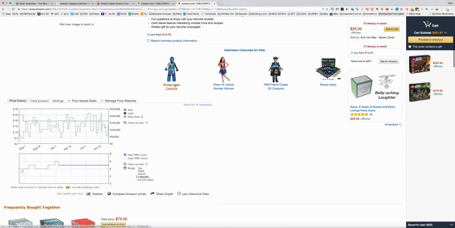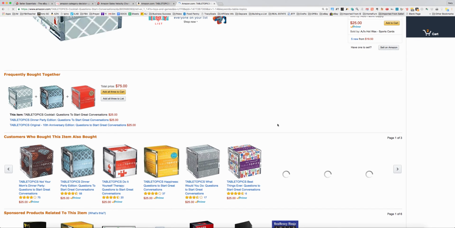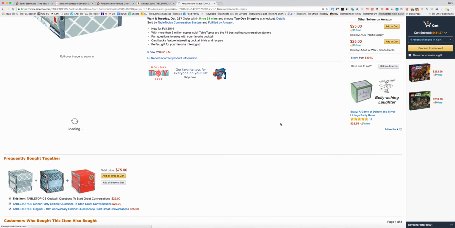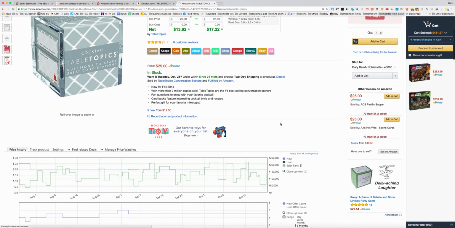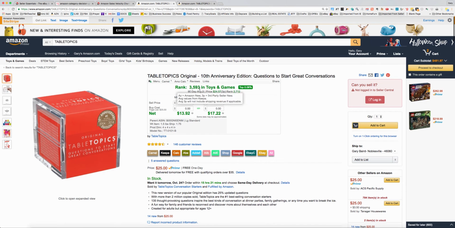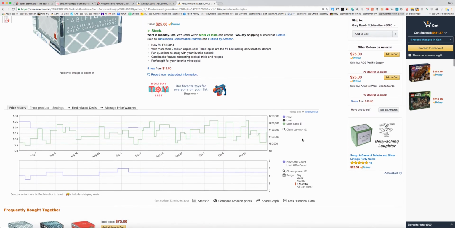And here's one of them. So we've got this product. I'm not sure why the chart's smaller. Let me see if I can make that bigger. Okay, there we go. So we got another product, another Table Topics game. You can see the rank on this one was around 3,000 today, 3593, whereas the rank on this one is 151,000 and change on this product.